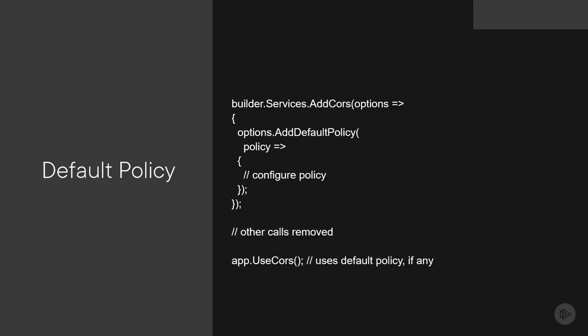If you don't need separate policies, you can simply define the default policy and then call UseCors without any arguments. You do this by calling AddDefaultPolicy instead of AddPolicy. In many cases, you're only going to need a single CORS policy, so this is the best approach to take. If you don't define a default policy, then the call to UseCors in the middleware will do nothing.